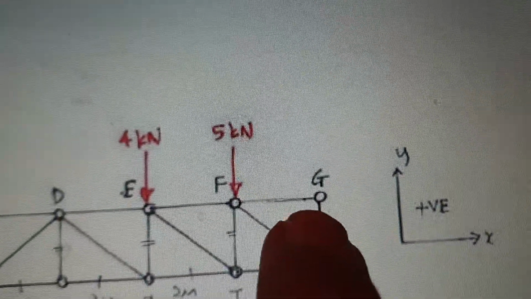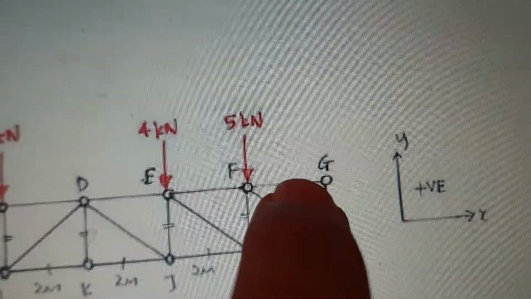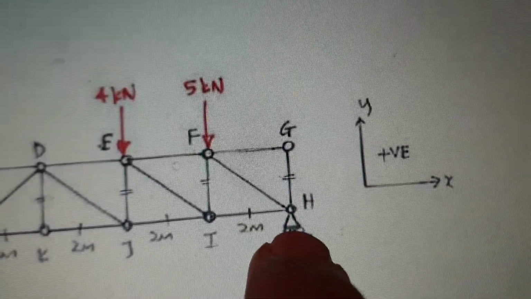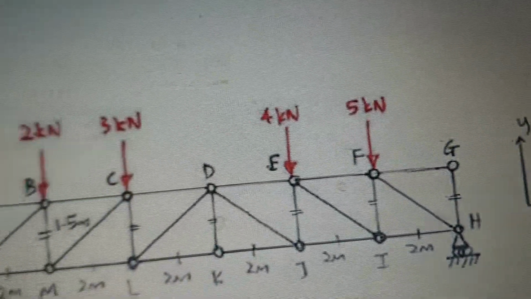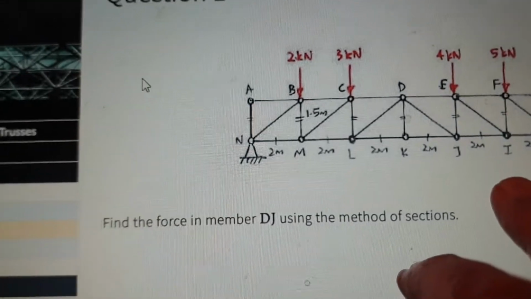Same thing here. If you take this joint G, GF is 0 and GH is 0. Okay? Let's look at the total truss.